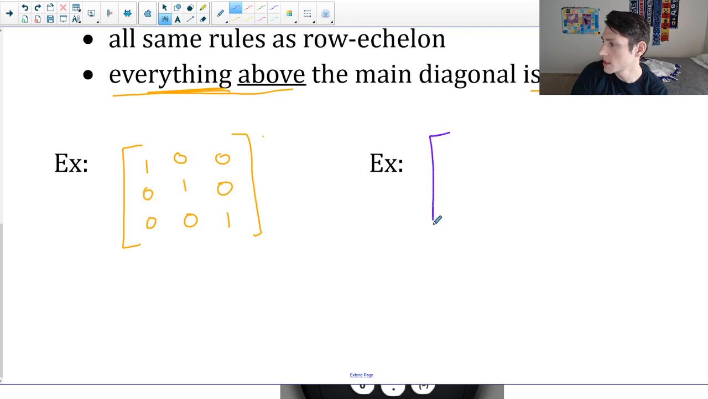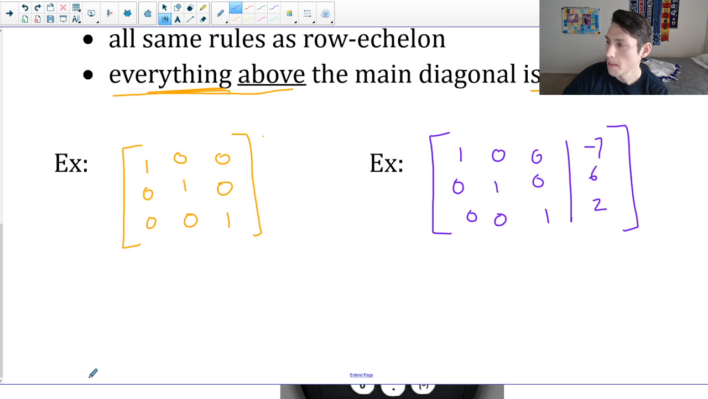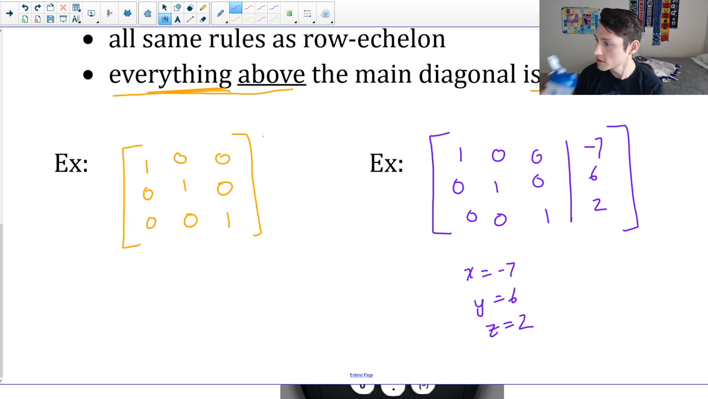Or it could also look like this if we're talking about having an augmented matrix. Right, and this is what our answers end up looking like whenever we would do that on the calculator. And from here, we knew that this meant, oh, x equals -7, y equals 6, and z equals 2. Okay, so that's why we like putting things in reduced row echelon form, because we can automatically determine what the variables were for the systems of equations.